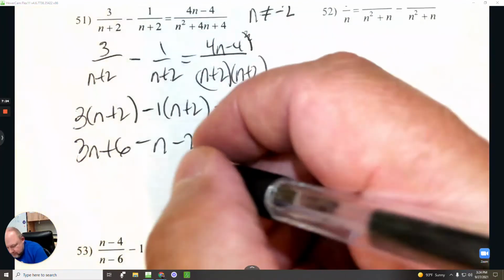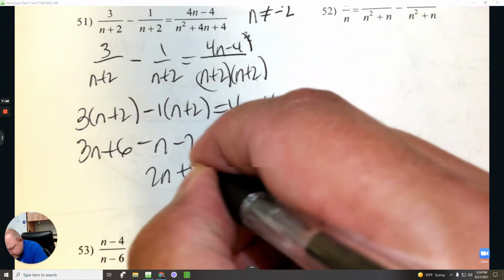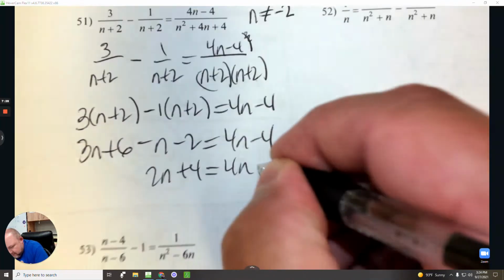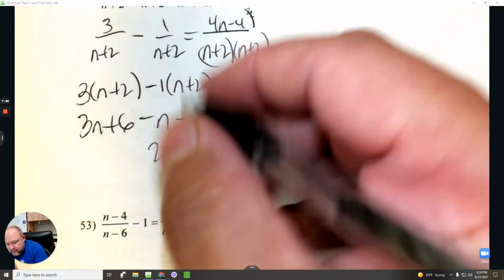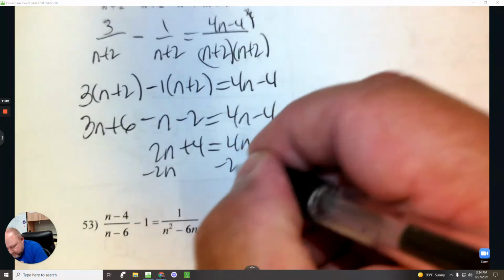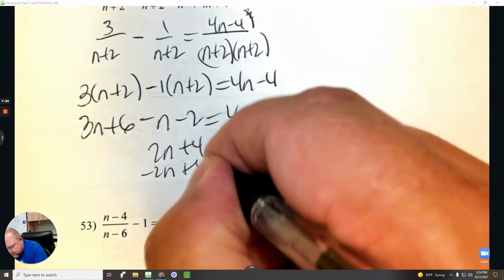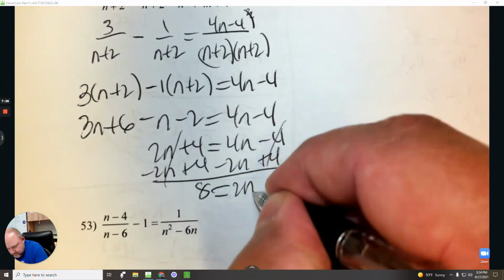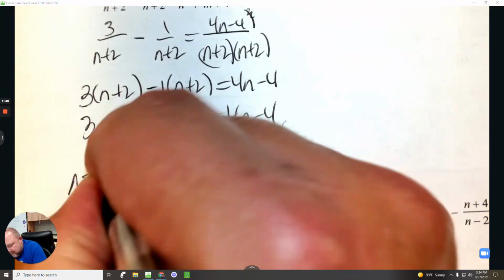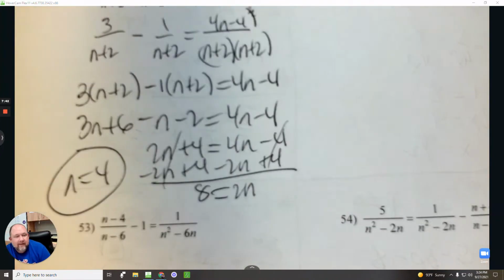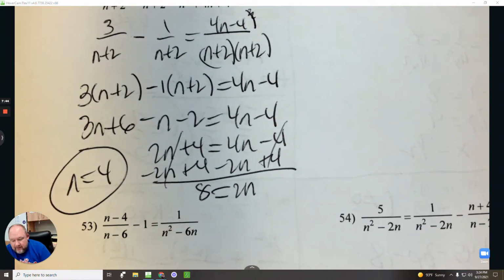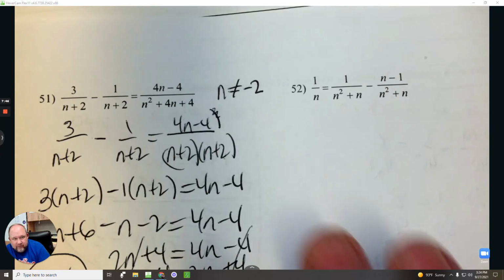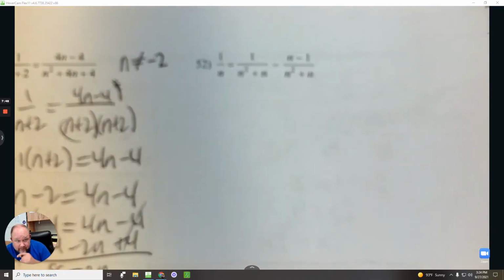And just solve that. Combine like terms. I'm going to subtract 2n and add 4. And then divide by 2 and you get your answer. And that's it. And be careful, that is not a restriction, which it isn't. Number 52.